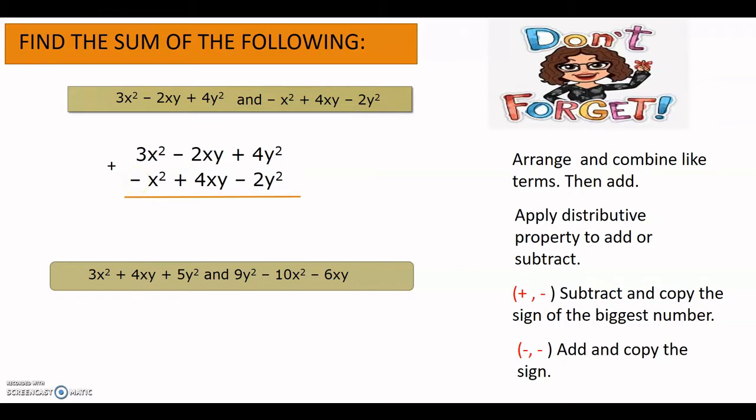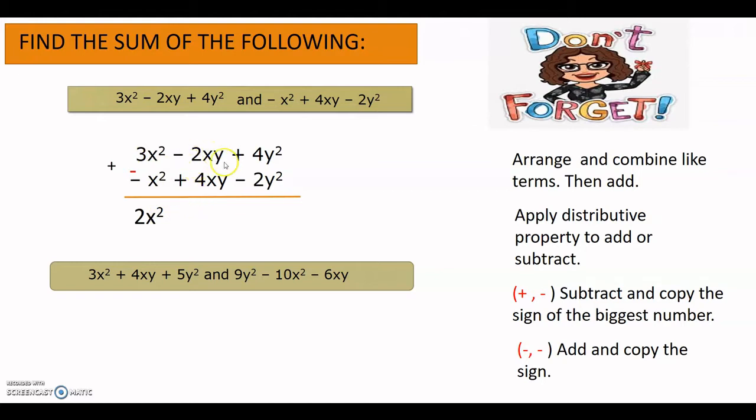So we will use the distributive property. Negative times positive is negative. So here we have 3x squared minus x squared. Unlike signs, positive, negative, subtract and copy the sign of the biggest number. Since positive 3 is bigger than 1. And don't forget, even if this one is only a variable, it is understood that the coefficient is 1. So we have positive 2x squared.